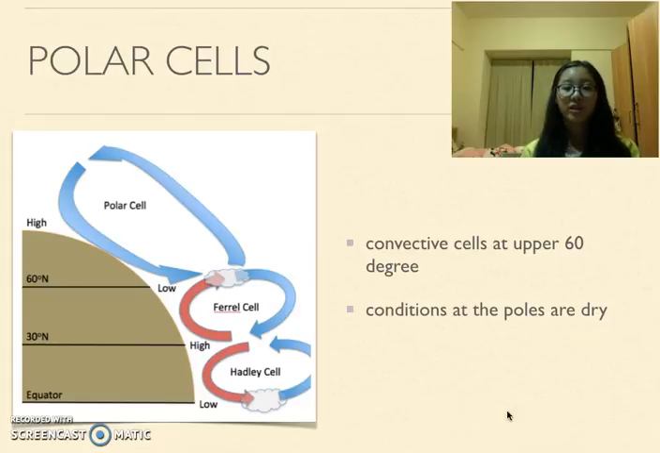Polar cell is a convective cell at upper 60 degrees. The conditions at the poles are very dry.